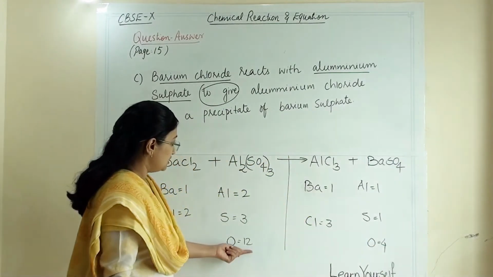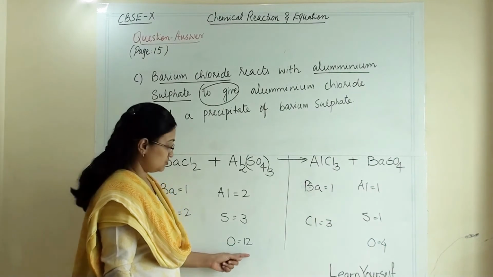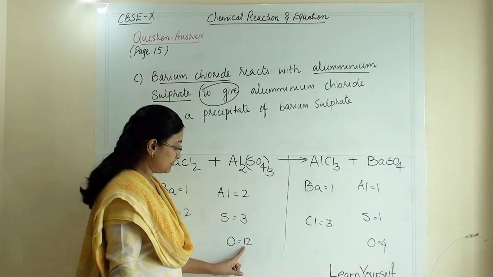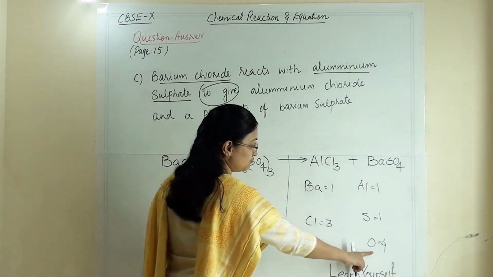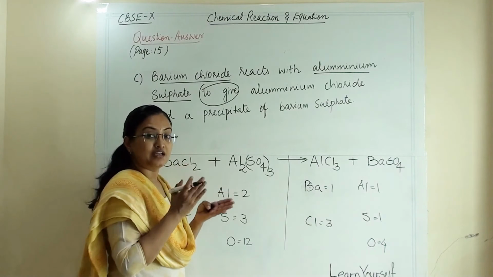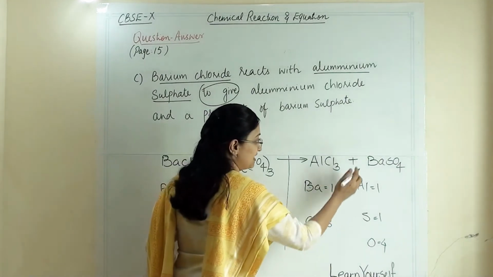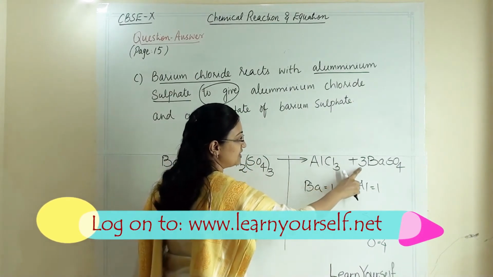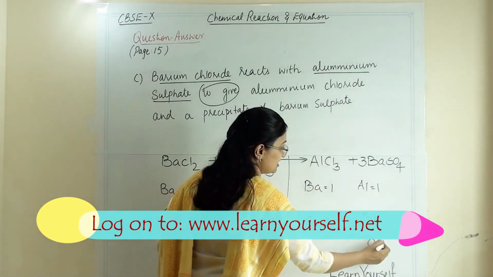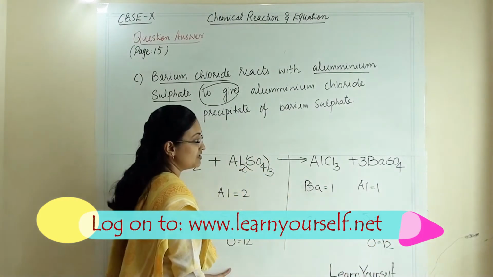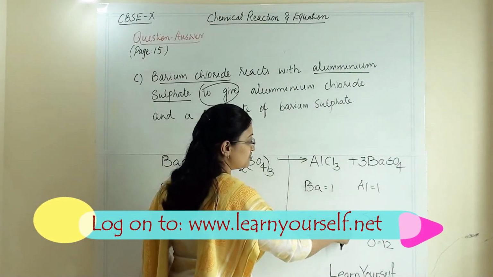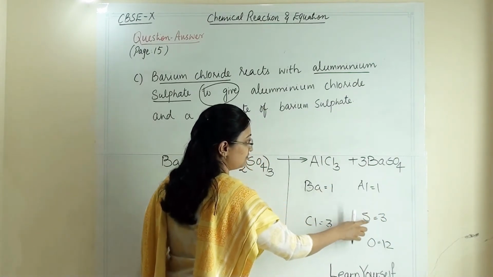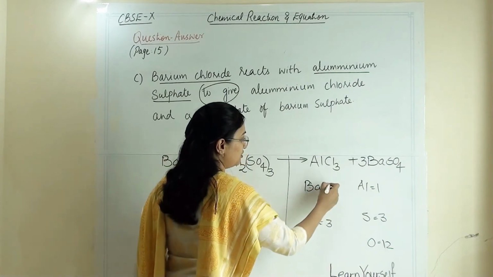So now the maximum count is for oxygen. So let us start balancing from oxygen. Here it is 12, here it is 4. So in multiples of 12, we need to add 3 here. Once we add 3 here, our oxygen is balanced, and that is 12. But by doing so, we have changed sulfur and barium. So here I am going to write 3 for sulfur and 3 for barium.